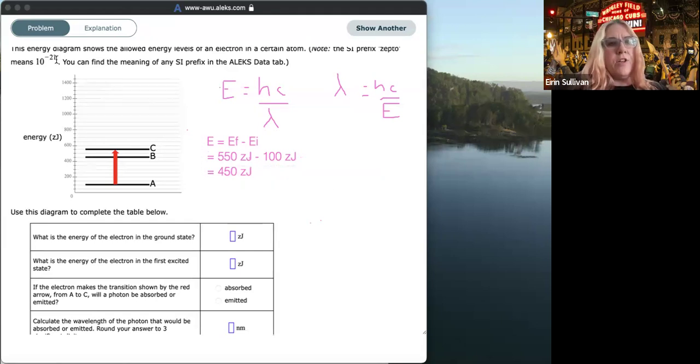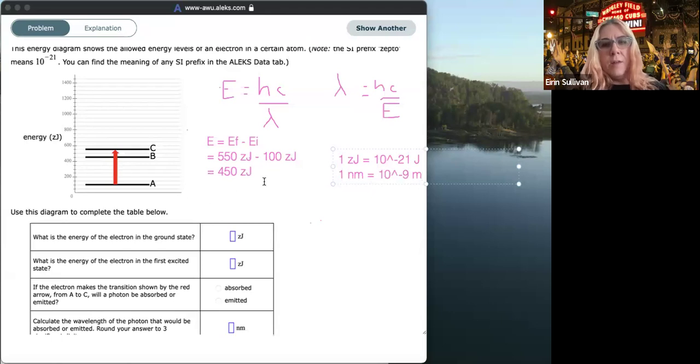Luckily, the question actually tells us that the prefix zepto means 10 to the power of minus 21. So I can write an equivalency that 1 zeptojoule is equal to 10 to the power of minus 21 joules. That's going to help me out. And lastly, I'm asked for my wavelength in nanometers, so I should write the equivalency between nanometers and meters. 1 nanometer is 10 to the power of minus 9 meters. So now I'm ready to go.